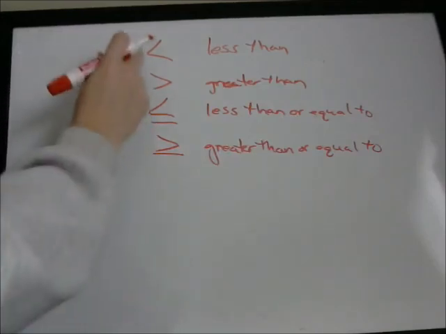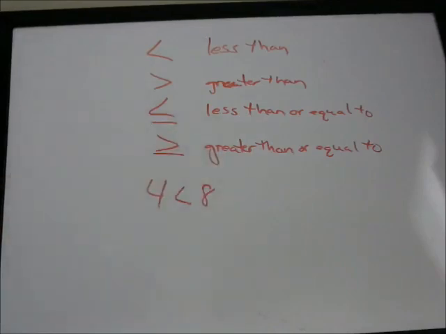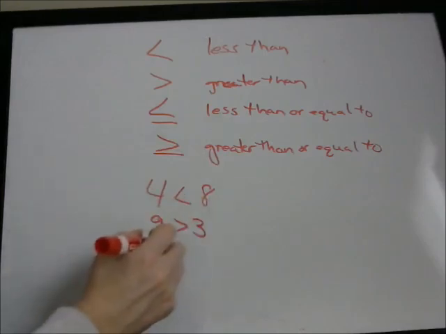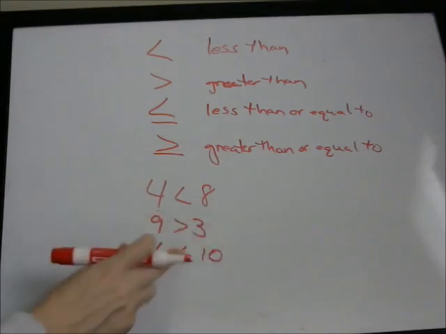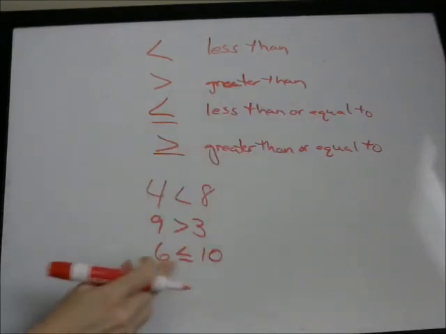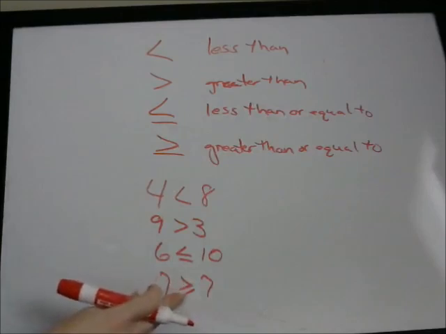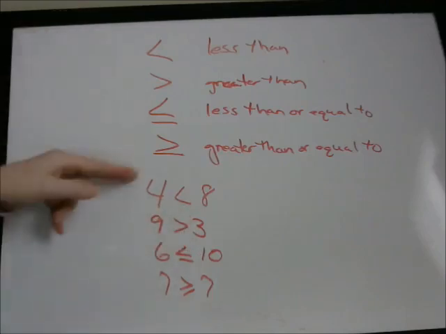So for example, we would use this symbol in something that says like 4 is less than 8. 9 is greater than 3. 6 is less than or equal to 10, because it is less than, and this is an or, so it's less than or equal to. But we can say 7 is greater than or equal to 7, because again, it's either greater than or equal to. So all of these are true statements. This is how you use these symbols.